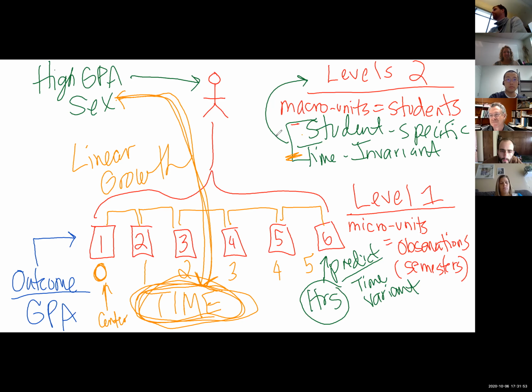My only question is, would you also have to have complete hours worked at those mid time points, or only the outcome variable? Whenever you have the outcome measured, you have to have all the level 1 time-varying covariates measured as well. Okay.